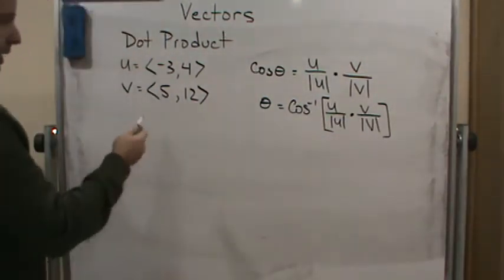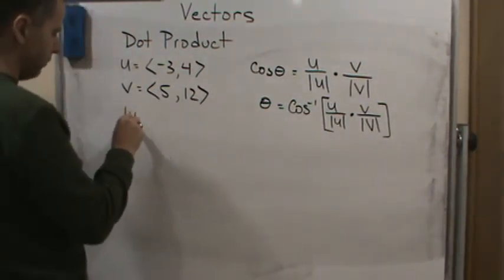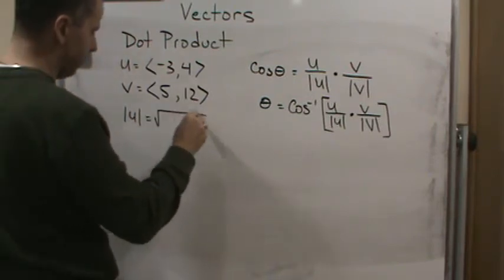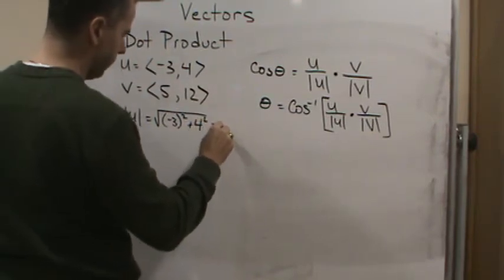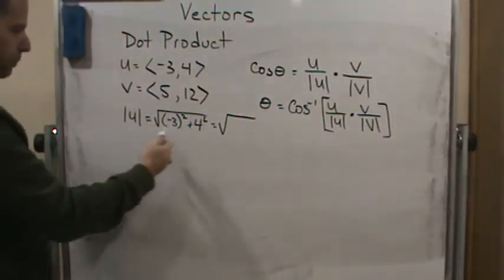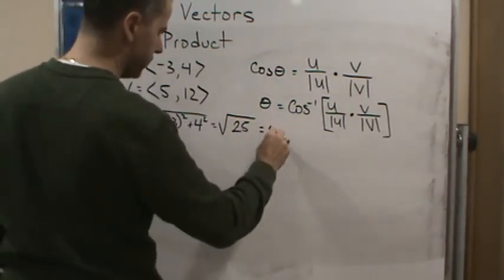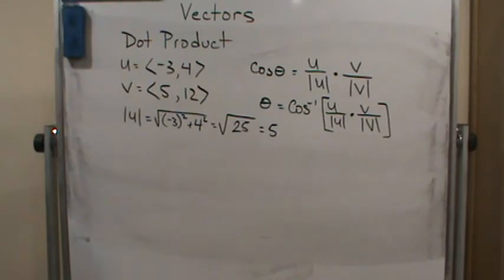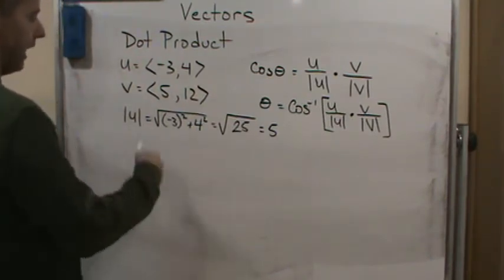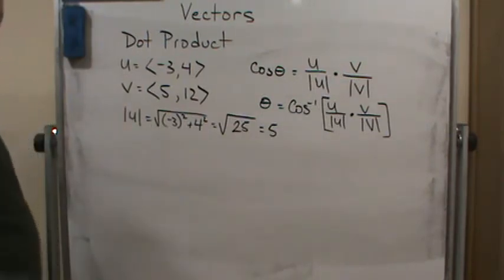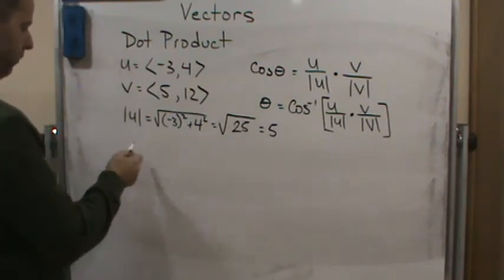The first thing I'm going to do is find the magnitudes. So the magnitude of u is the square root of -3 squared plus 4 squared. And that's going to equal 9 plus 16, which is 25, or square root of 25, which gives me 5. So the magnitude of that one is 5. Now, again, the magnitude of v is going to be 13. I already know that because I recognize these as right triangles of a special form.